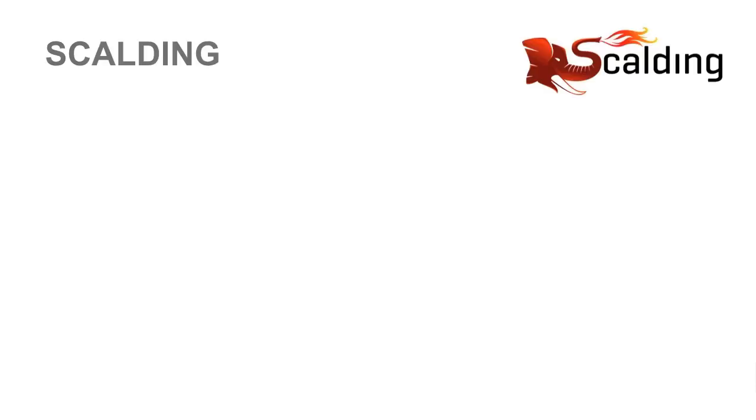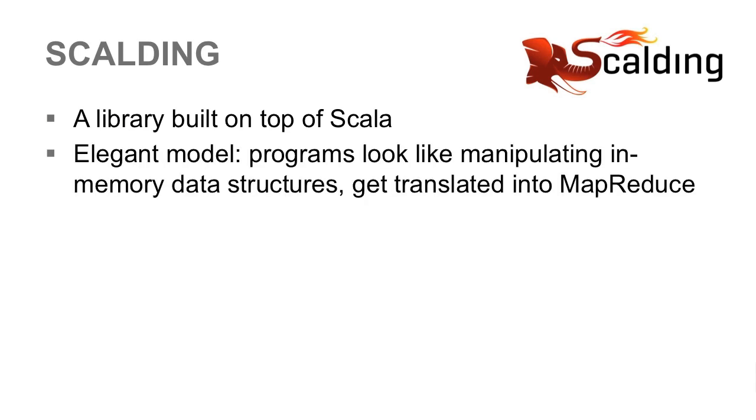Our next choice is Scalding. Scalding is a library that is built on top of Scala. Scala is a modern programming language. It is a descendant of Java. It runs on the JVM. It's compatible with Java programs, and you can mix and match Java and Scala parts of the program. Scalding has a very elegant model. The programs will look like we are manipulating in-memory data structures that are coming from standard Scala libraries, things like collections, lists, and so on. And these programs will then get translated into MapReduce. The programs tend to require very few lines of code, which are also very easy to read and understand.